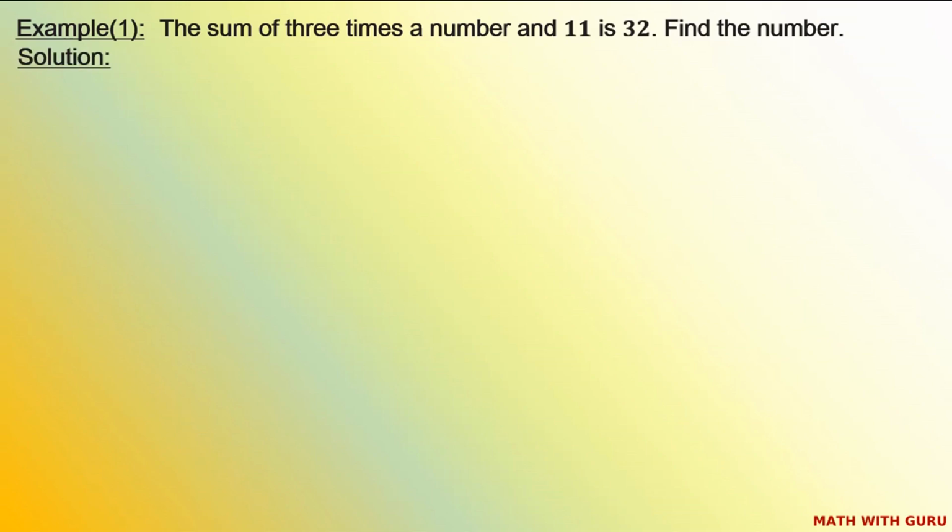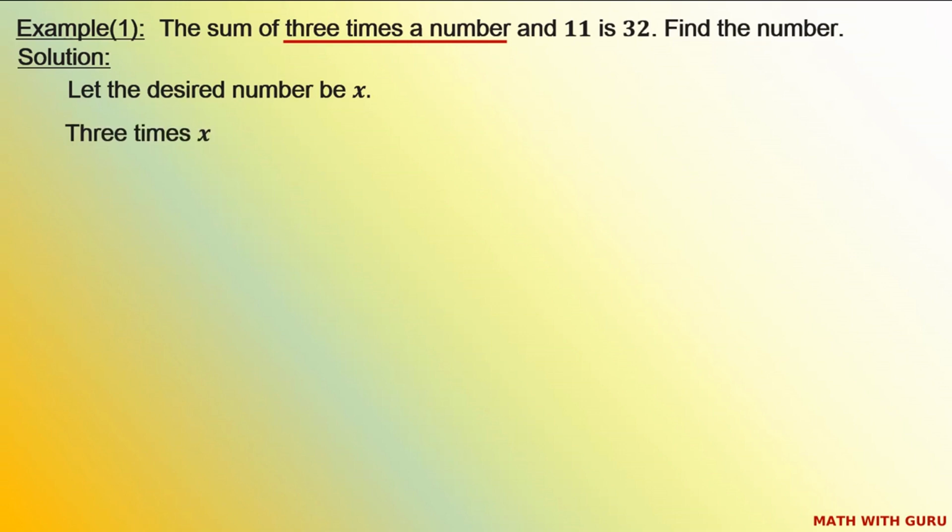The sum of 3 times a number and 11 is 32. Find the number. Let the desired number be x. Now, 3 times the number, that is 3 times x, equals 3 into x, which is equal to 3x. Sum of 3 times the number and 11, that is sum of 3x and 11, equals 3x plus 11.